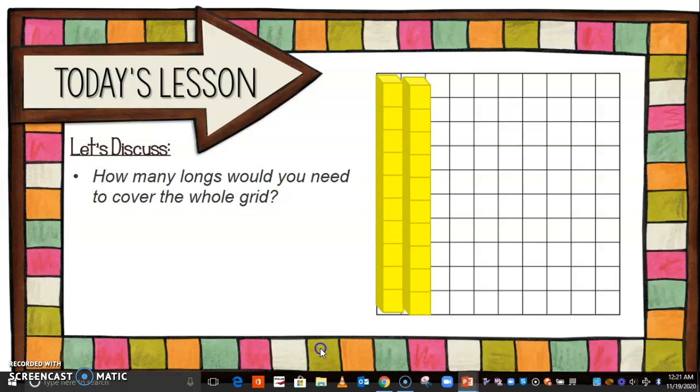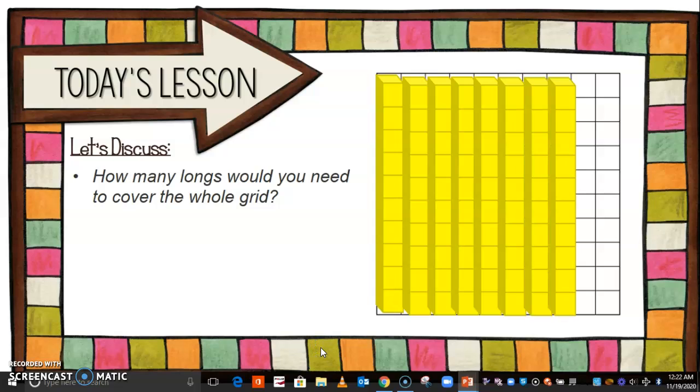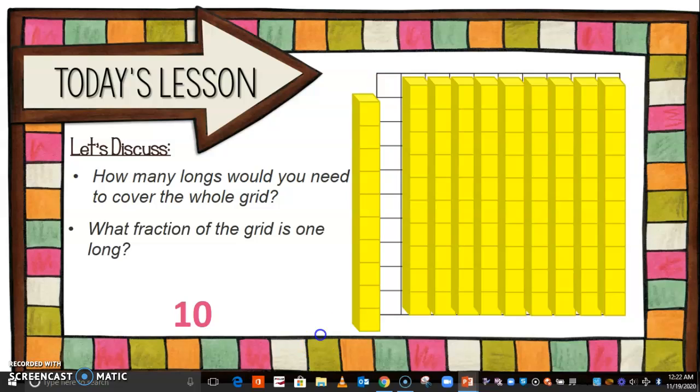Let's get 1, 2, 3, 4, 5, 6, 7, 8, 9, 10. We would need 10 longs, right? So what fraction of the grid would be 1 long? If I took one of those away, or one piece of the pizza away, how much would that be? 1/10, right? Or 0.1. Same thing.